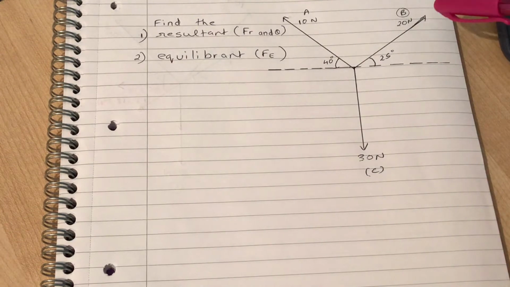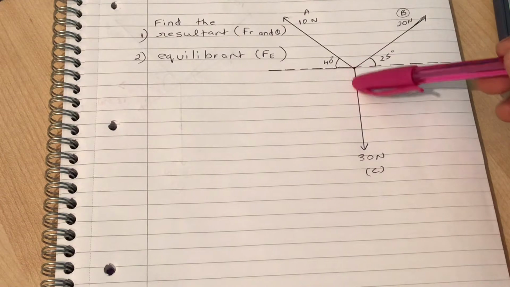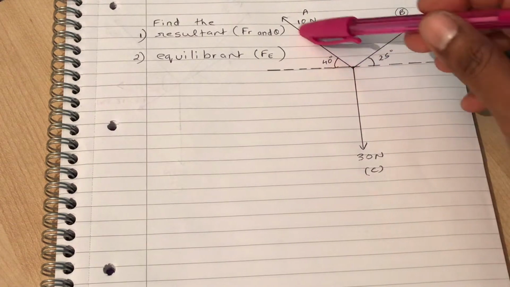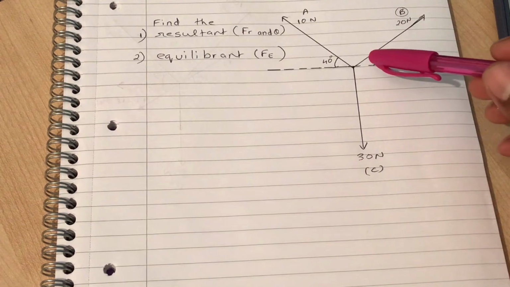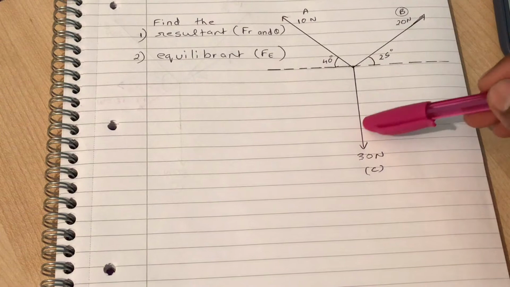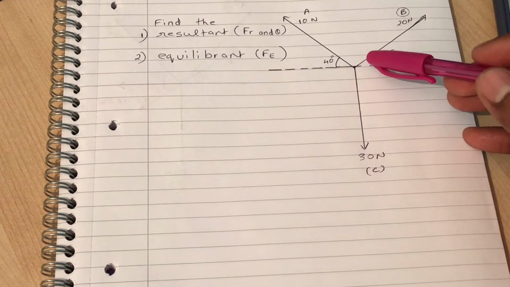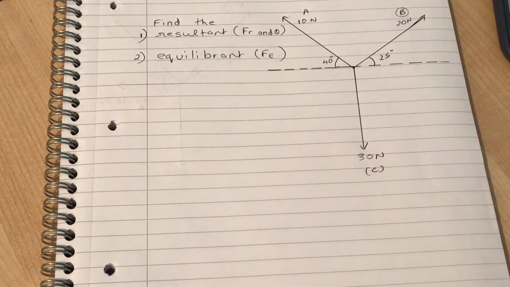So basically you have three forces here: one force of 20 Newton, 30 Newton and 10 Newton. Now this is a good example of a problem where the forces are coplanar. That means these three forces lie on the same plane, and they are concurrent, which means they all meet at the same point here. So how do you go about solving a problem like this?